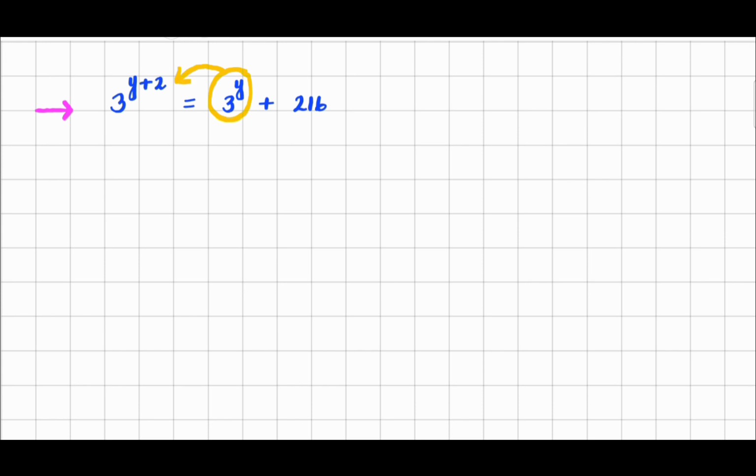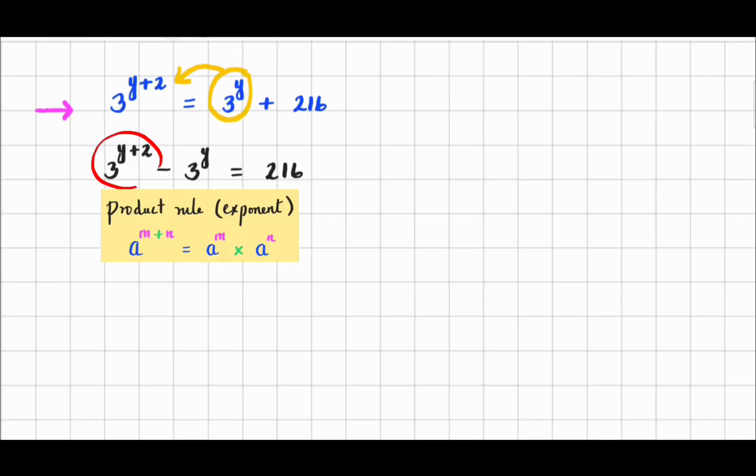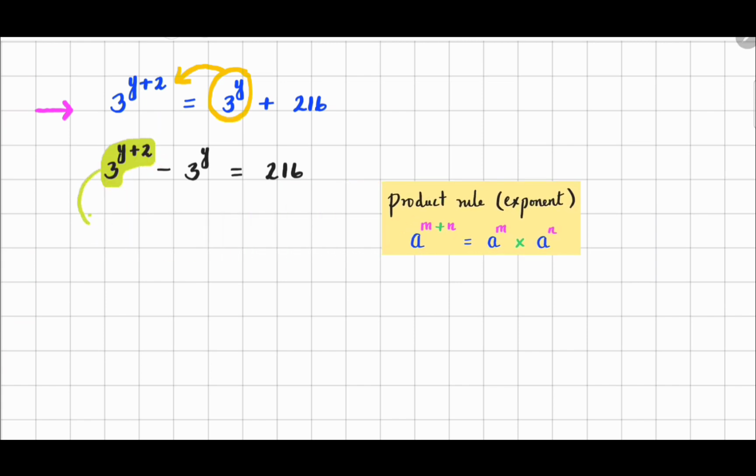We get, always you have to write first whatever is already on this side, that is 3 to the power y plus 2. And when I take plus 3 to the power y to the other side, it crosses the equal sign, it becomes minus 3 to the power y, which equals 216. So what we have done so far is, we isolated all the y terms on the left hand side of our equation. Here we could undo the product rule of exponent, that is 3 to the power y plus 2 can be written as 3 to the power y times 3 squared.